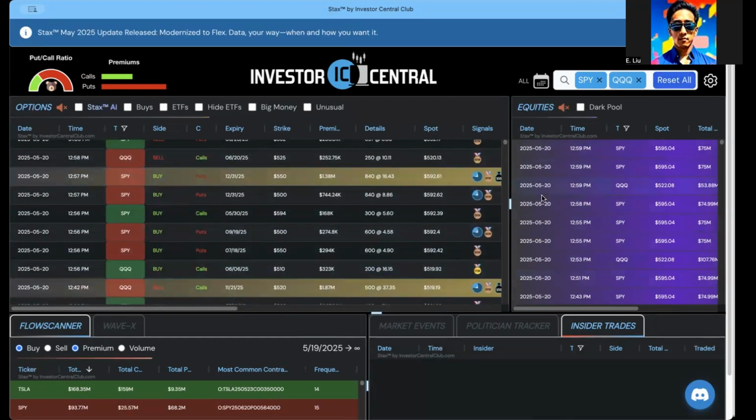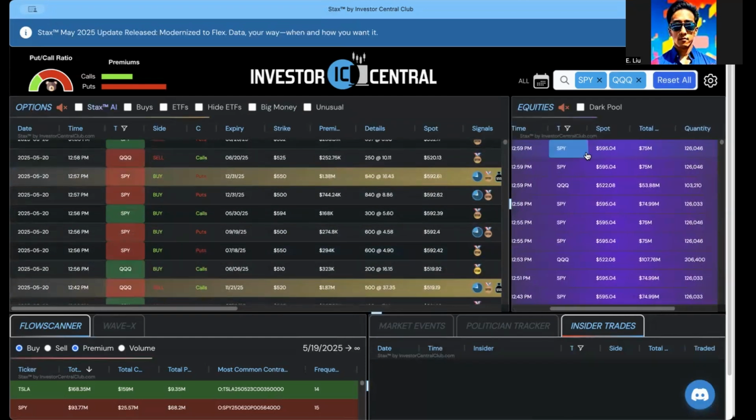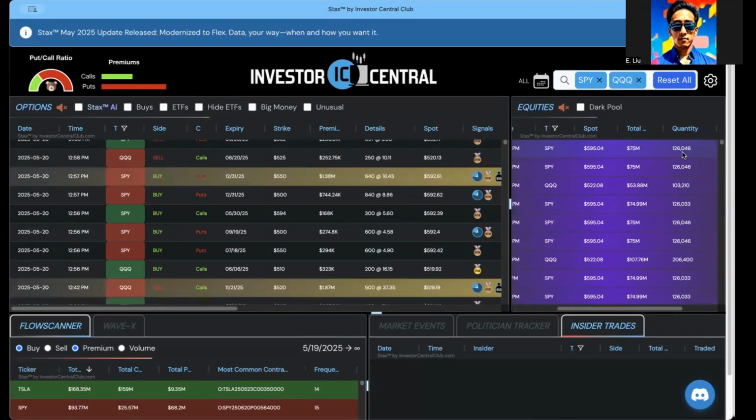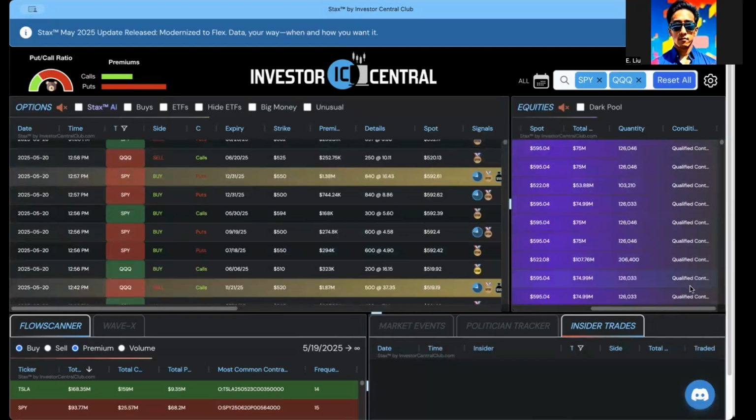On the right side, what we do have is an equities box. These are the actual stock being purchased. For example, here we see SPY being purchased at a spot price of 595.04 with a total of $75 million spent and that quantity of how many shares they've purchased. There's also conditions of how they purchased it.